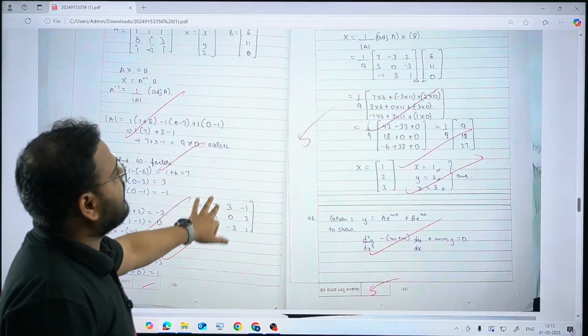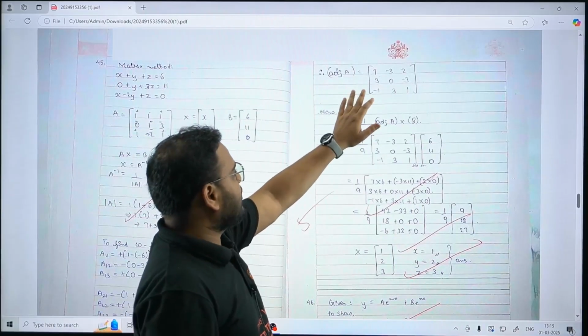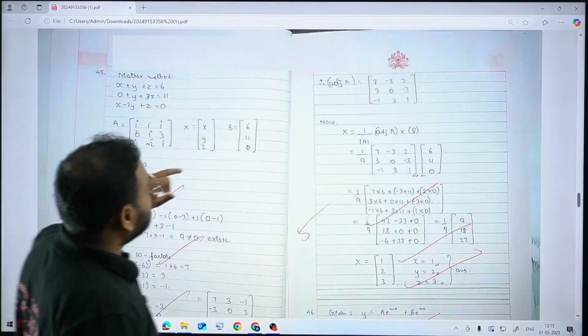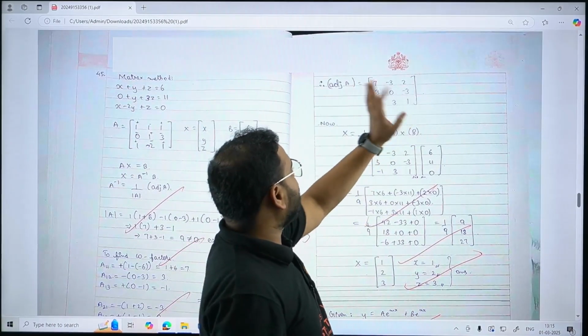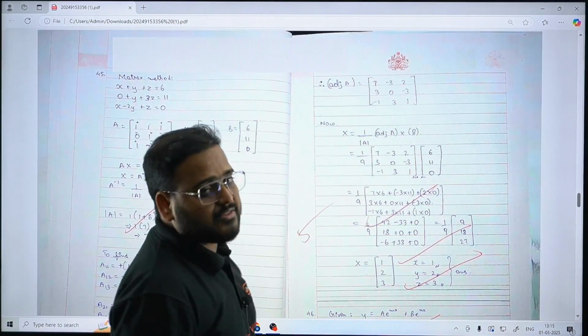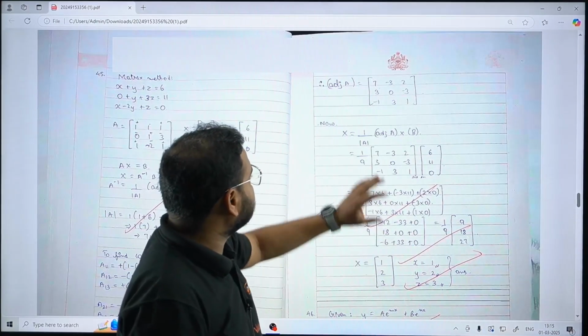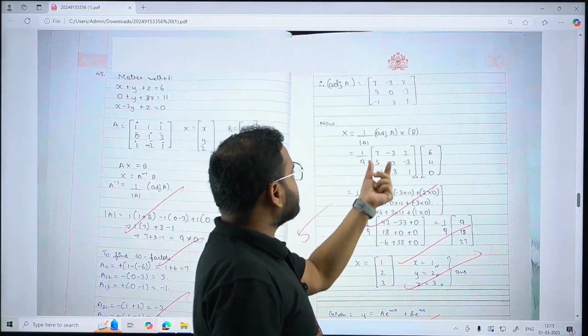Take the adjoint like this, have a look. Once the adjoint is there, acha, have they shown the adjoint part? I don't think they have, right? So yes, you have to take the transpose of this. So show that. Do one thing, take the matrix and then show the transpose like this as well. Okay, and that's it. Now it's going to be X equals adjoint A by determinant A.